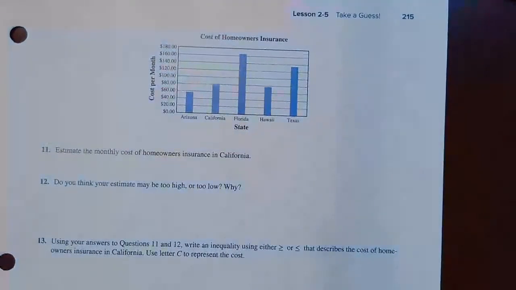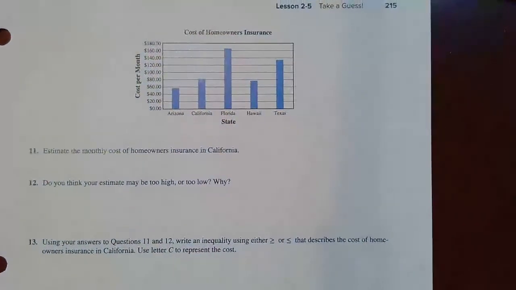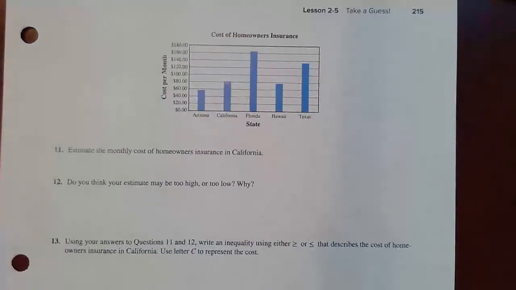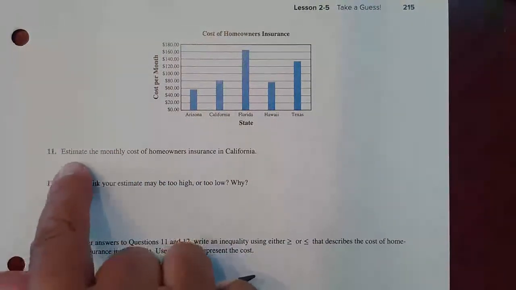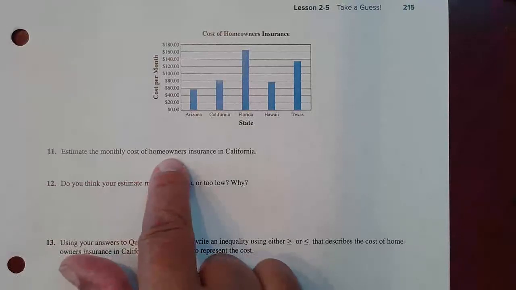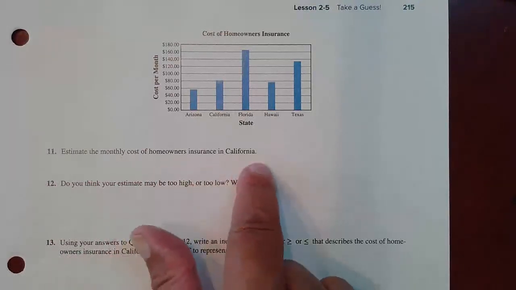Like for instance, let's say they give you something like this. A classic question in estimation would be to give you a graph, different kinds of graphs. It could be a circle graph, it could be a bar graph, it could be a scatter plot, and asking you to estimate where something lands. Now, I'm not going to write in my book, but I just want to show you a different kind of problem that you might see on the test. Estimate the monthly cost of homeowners insurance in California.